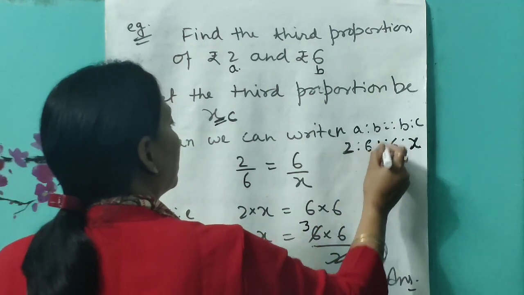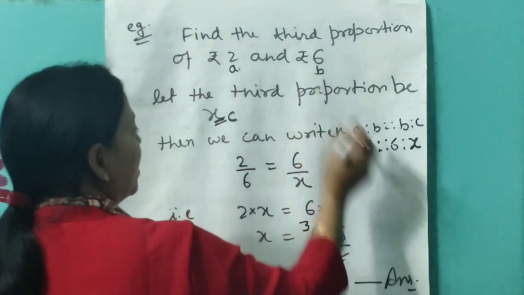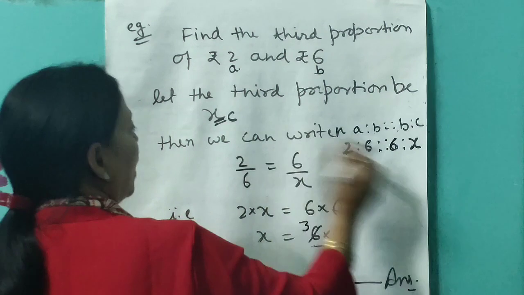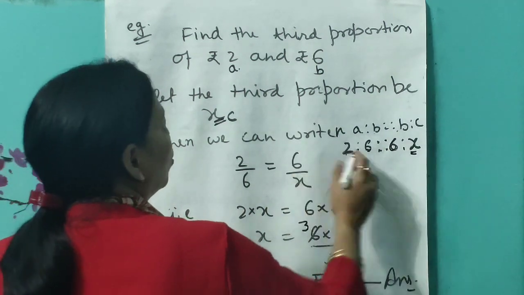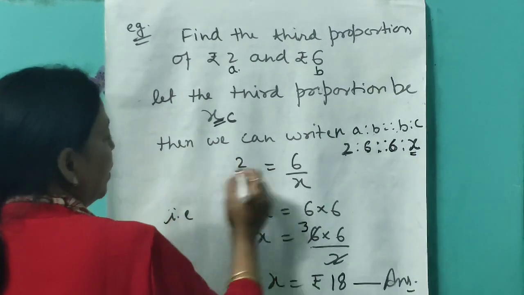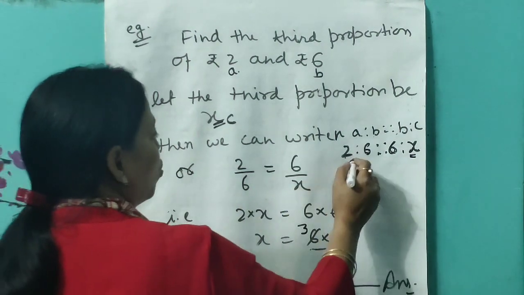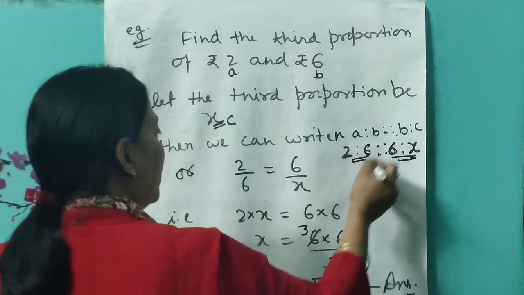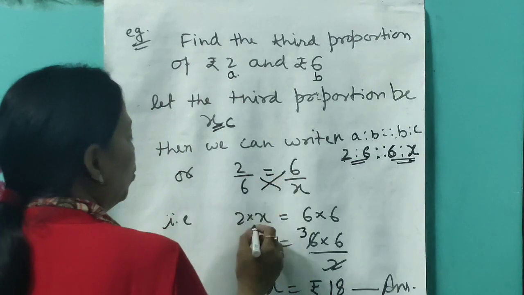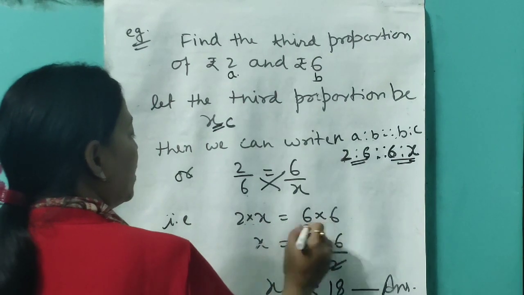So write the values given in the question. At the place of A it is given 2, at the place of B it is given 6, at the place of B again we write 6, and at the place of C the third value is x. Now 2 is to 6 is in proportion with 6 is to x, so you can write 2 by 6 is equal to 6 by x. This is A by B is equal to B by C. Now cross multiply it: 2 into x is equal to 6 into 6.